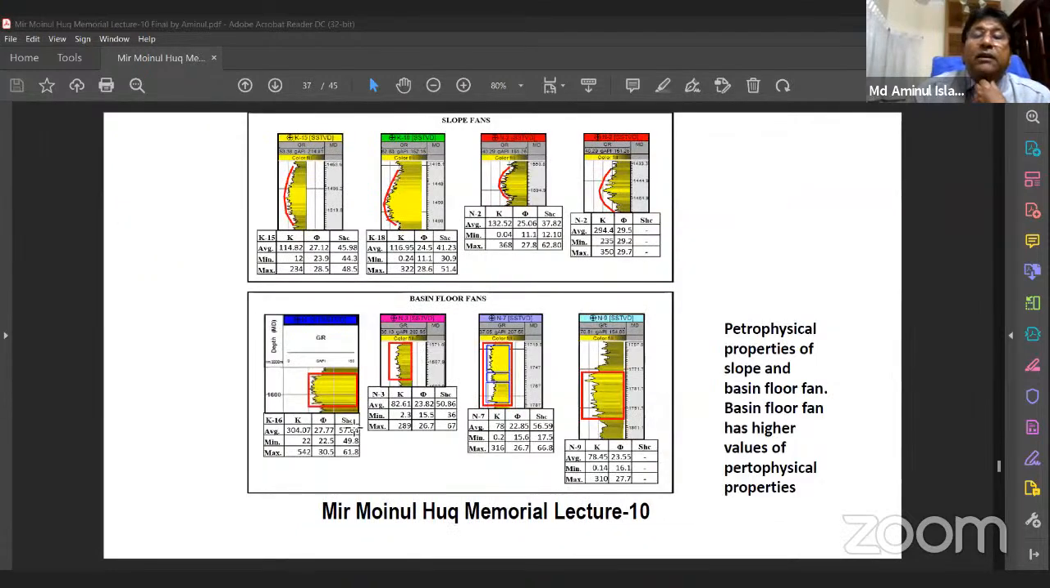You can see that we also calculate different petrophysical properties: log signature along with petrophysical properties for the slope fan, and also for the basin floor fan. You can see the difference in petrophysics is not that big, but still the basin floor fan has better quality and higher permeability, porosity, and hydrocarbon saturation.